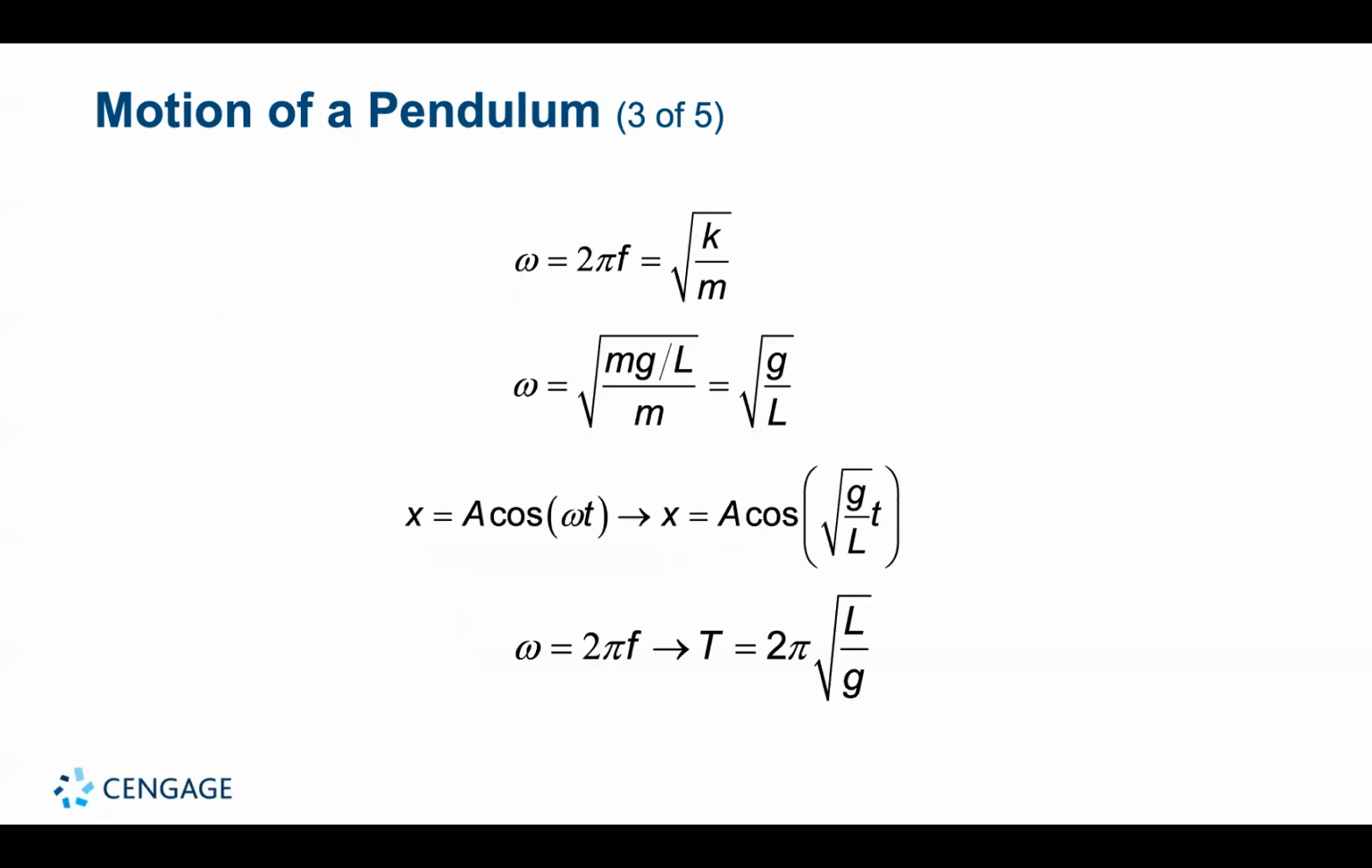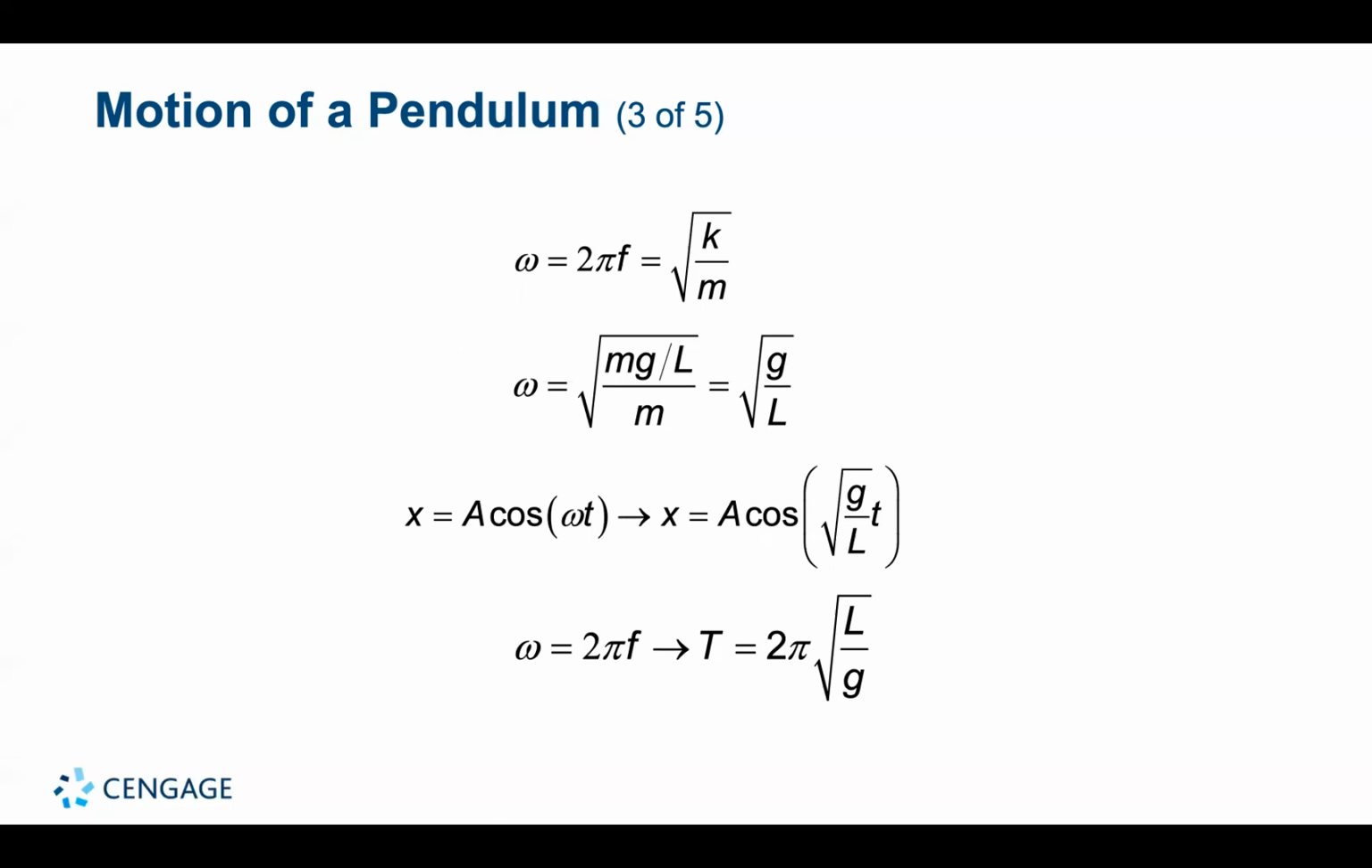So you may remember that for an object-spring system, the angular frequency is given by the equation shown here. Substituting the expression of k for a pendulum, we obtain the following relationship. The angular frequency can be substituted into our equation for displacement, which now mathematically describes the motion of a pendulum. The frequency is just the angular frequency divided by 2 pi, while the period is the reciprocal of the frequency.